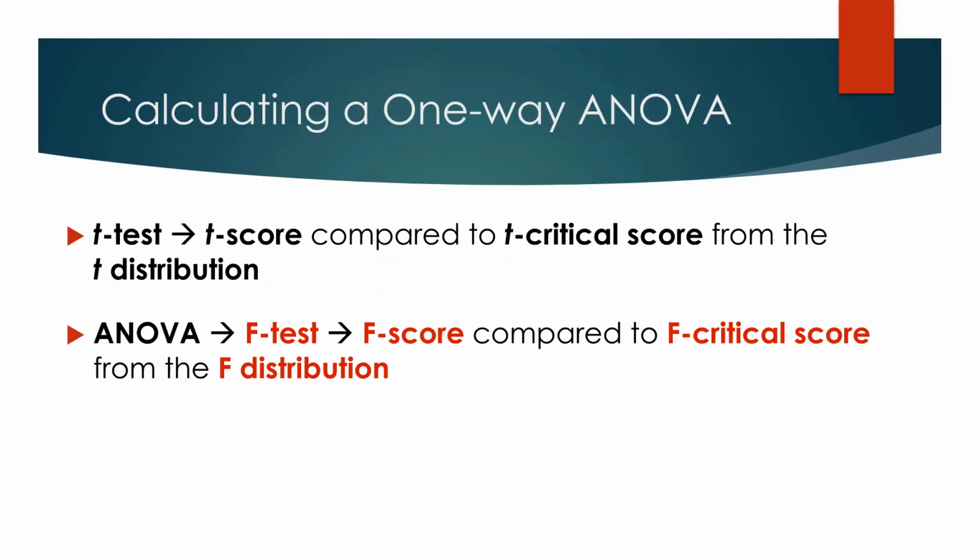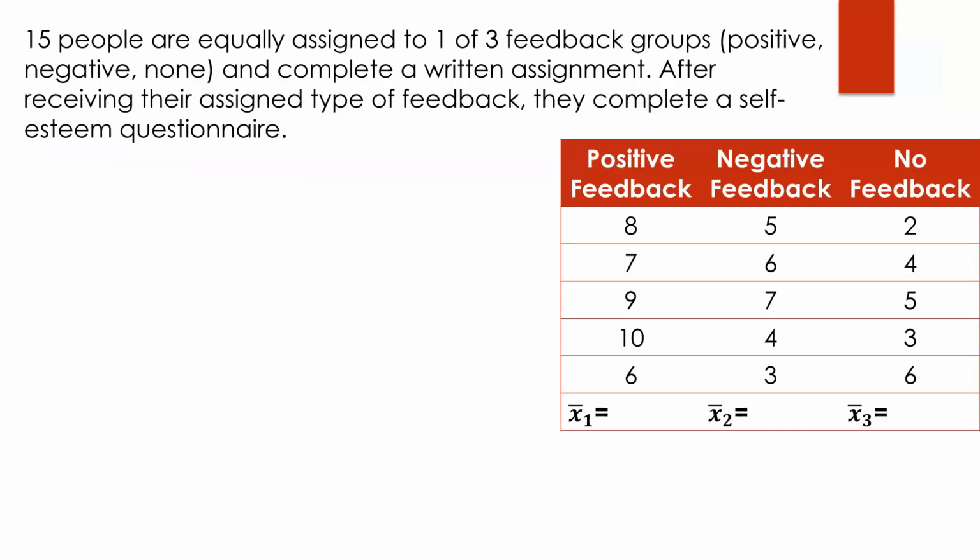Now, when you're calculating the one-way ANOVA, you're going to follow the same logic that you did for the t-test and for the chi-square. It's the same logic. You're going to do a calculated score. You're going to compare it to a critical score taken from an appropriate distribution. So the t-test, you had t-scores and t-crits from the t-table. With an ANOVA, you have a stat that you calculate called the f-test or the f-score. So you're going to compare it to an f-crit taken from the f-table. Okay, so let's put this together so you can see how the one-way ANOVA works in its calculation.